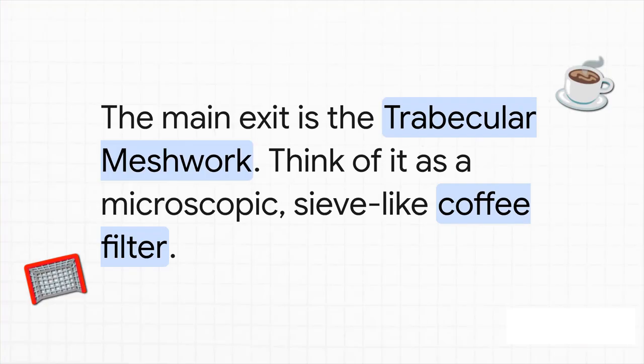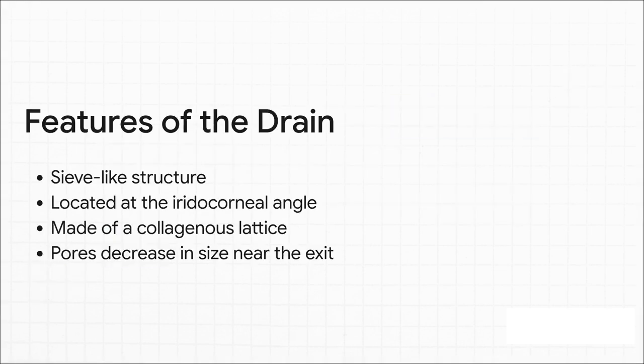The main drain has a fancy name. It's called the trabecular meshwork. But honestly, the best way to picture it is as a tiny biological coffee filter. It's this sieve-like structure, and its whole job is to let the fluid out while keeping other things in. I mean, it is just an amazing piece of biological architecture. It's this lattice made of collagen, and its pores actually get smaller and smaller as the fluid gets closer to the exit.